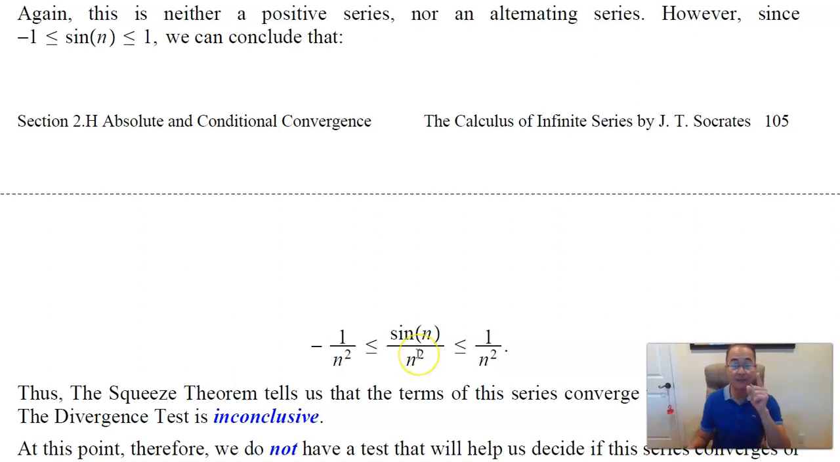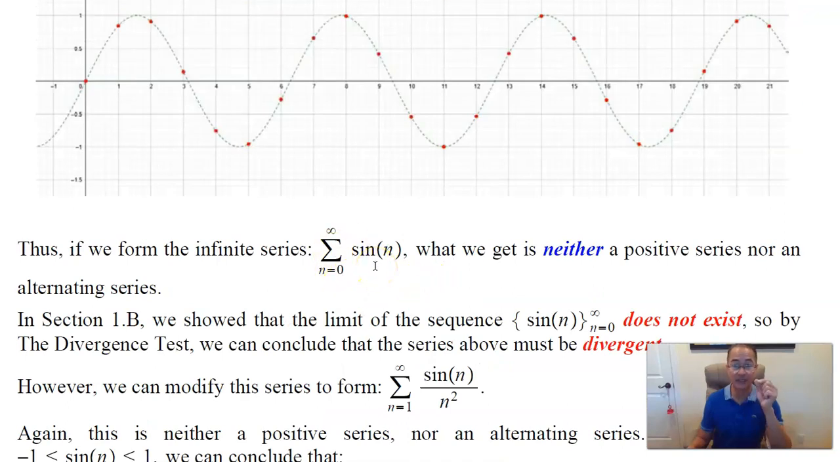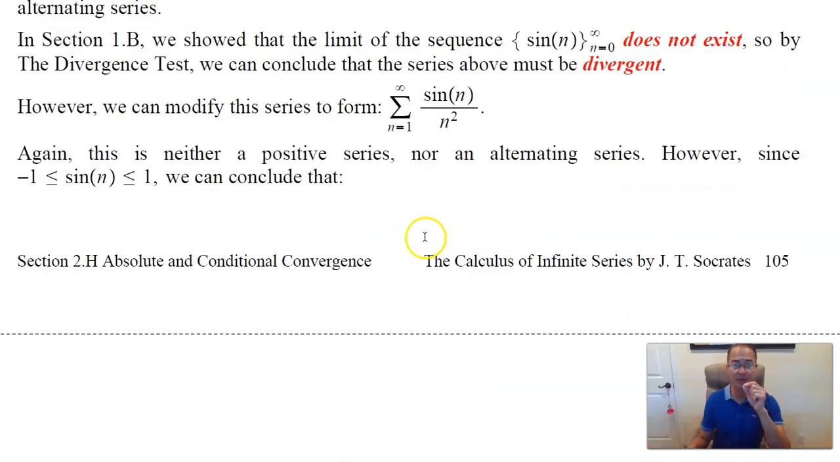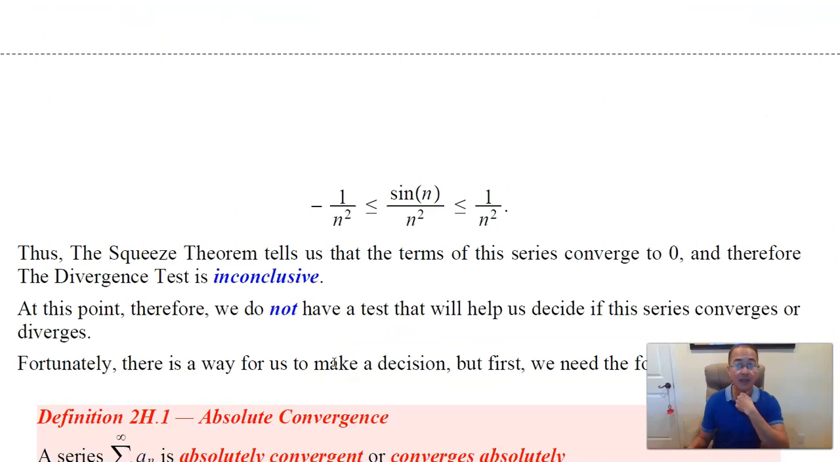Let's think about the divergence test, which we said applies to the series of just sine n because the terms don't go to 0. But wait a minute, this time 1 over n squared goes to 0, -1 over n squared also goes to 0. Oops, we're out of luck. By the squeeze theorem, the terms of the series go to 0. And once again, if the terms go to 0, the divergence test does not give you any conclusion. It is inconclusive. We need to try something else.